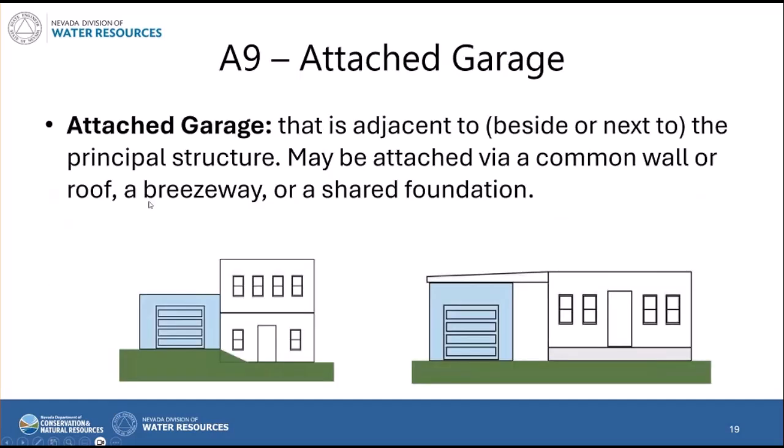Attached garages are those that are adjacent or beside or next to the principal structure of the building. They're not below grade on all sides. They have at least one side of the garage above grade. They might be connected to the main structure by a common wall or a shared roof. Might be a breezeway with a shared roof like this, or some other way that the foundation is shared or connected. Again, there are photograph pages on the elevation certificate, so it's important to take pictures and document in the comments section how that garage is attached.